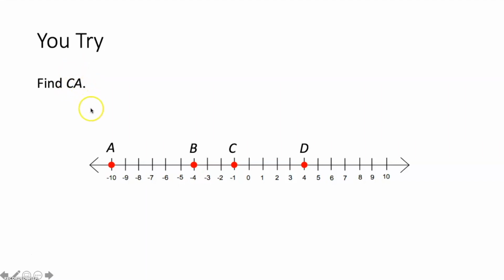So that would be the distance between points C and A. So how do we find the distance between 2 points on a number line? We know that. It's the absolute value of x2 minus x1. Now, which one do we want to make our x2 and which one do we want to make our x1? It doesn't matter. You'll get the same answer either way.